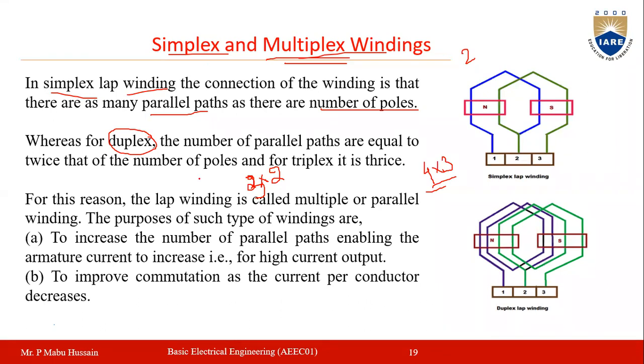Because of that reason only, this lap winding can also be called a multiple winding or parallel winding. Okay, so when they are connected in parallel, what will be the advantage? The current will be increased. Okay, so output current will be very high.